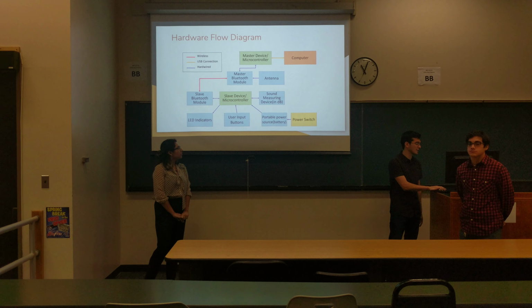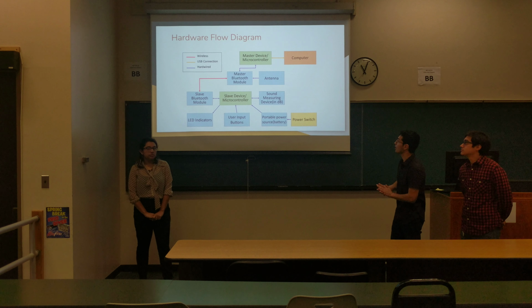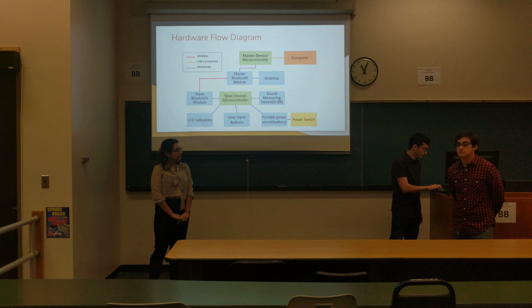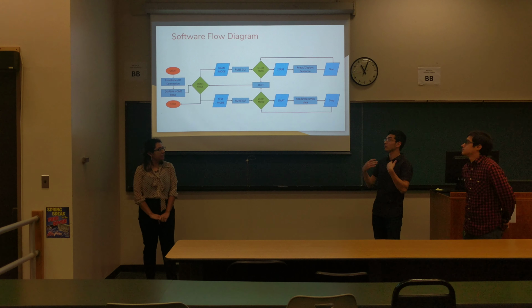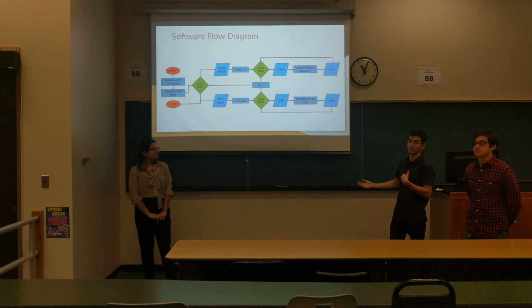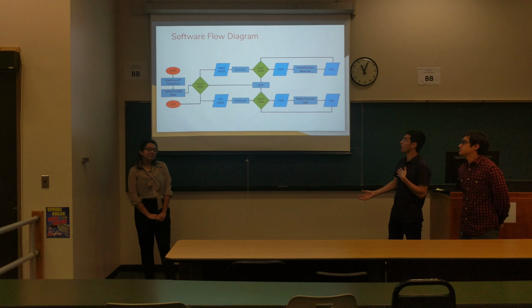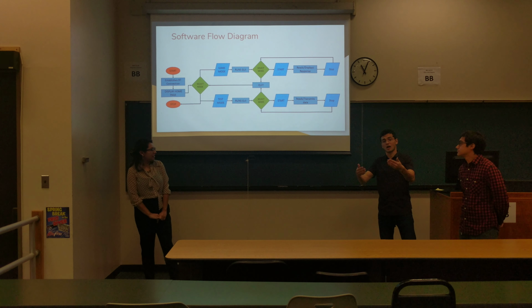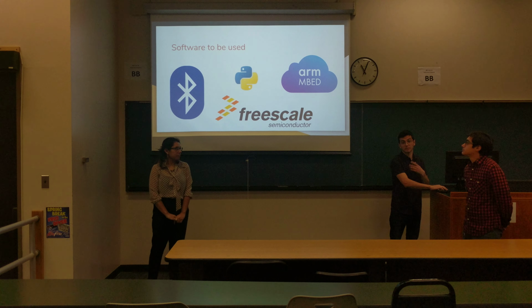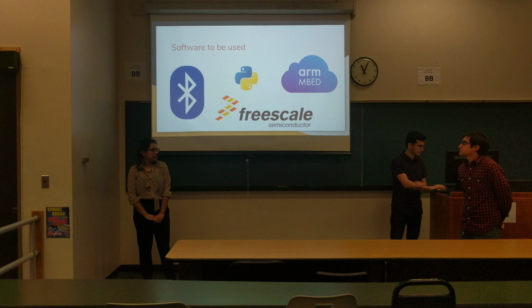This is our hardware flow diagram. It's basically visualizing everything we've been talking about with the power switch, the slaves, the masters, and then the computer. And then the software, this is going to be what's going on behind the scenes in terms of the processing of the signals and what happens when things are clicked and how things interact on the back end of the project. This is some of the software that we're using.